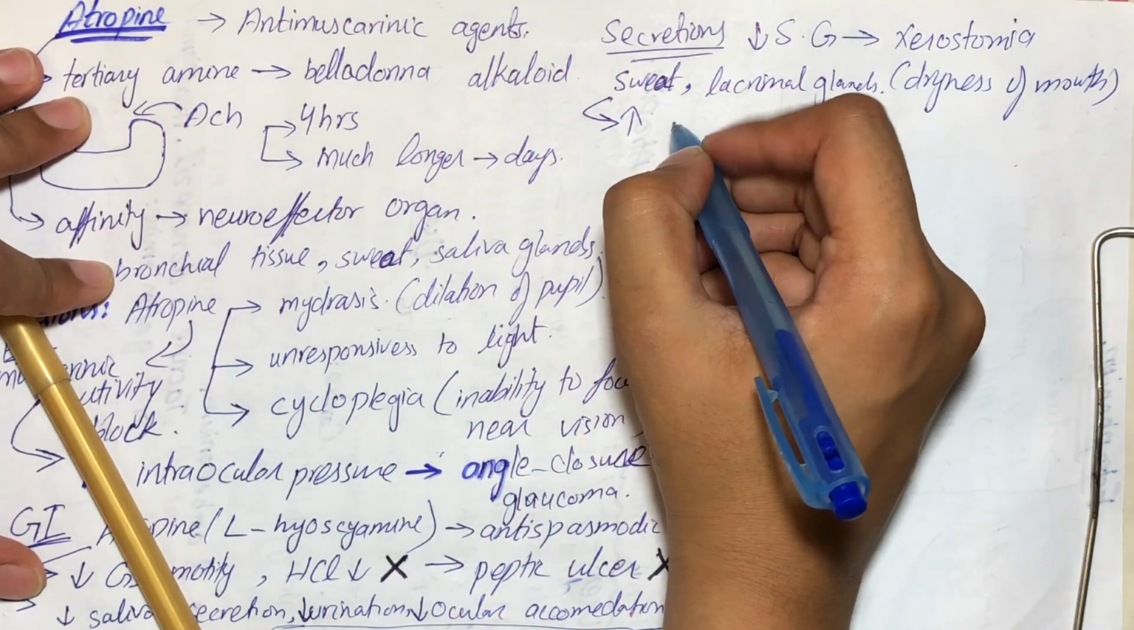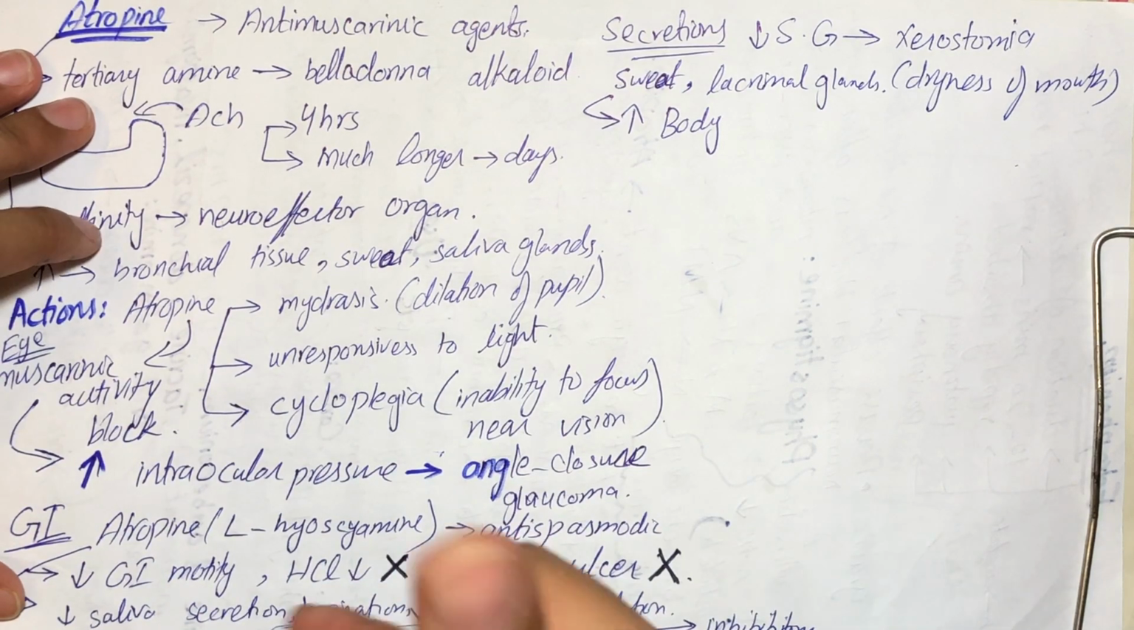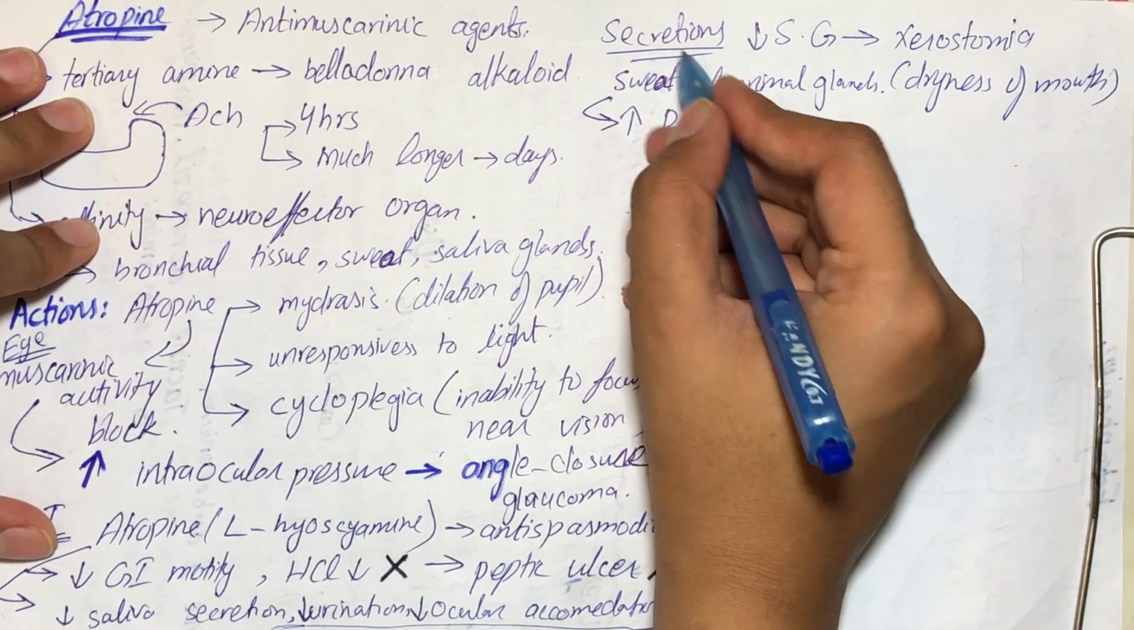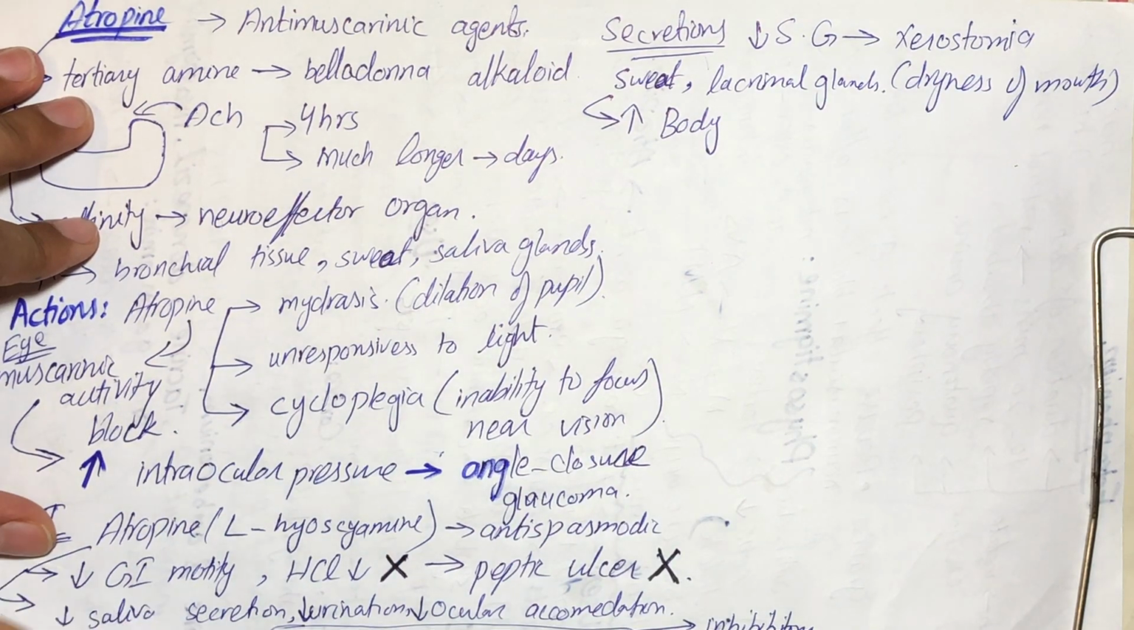So it can increase body temperature, because we know the body produces sweat to normalize or to cool down the body temperature. When there is no production of sweat, what will happen? The body temperature will automatically be elevated.